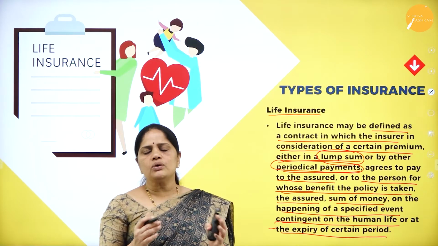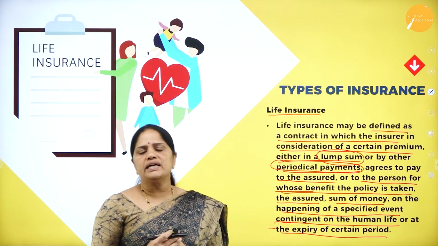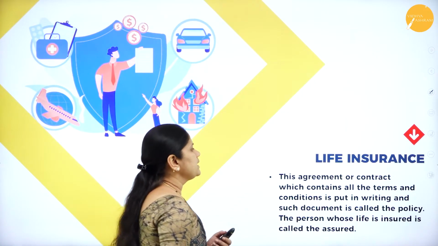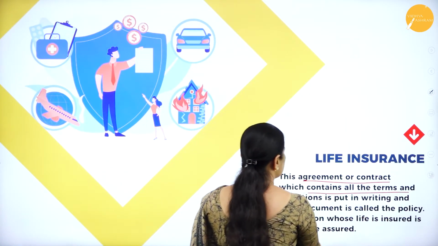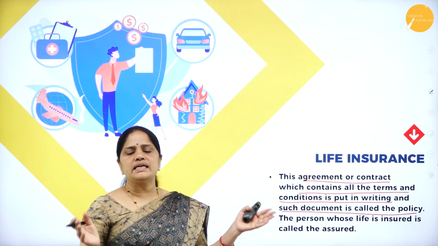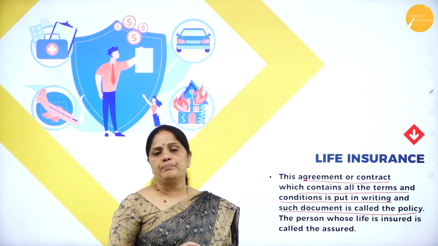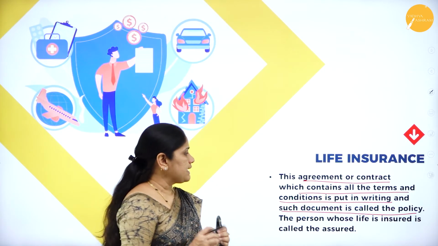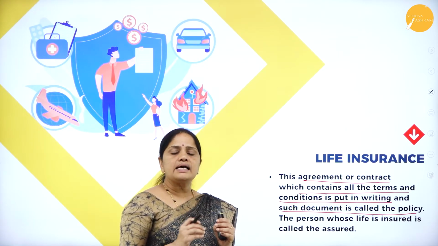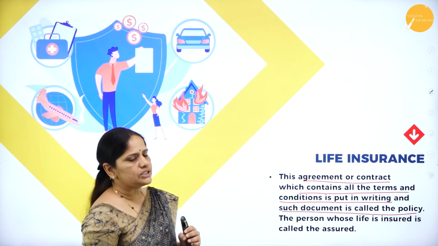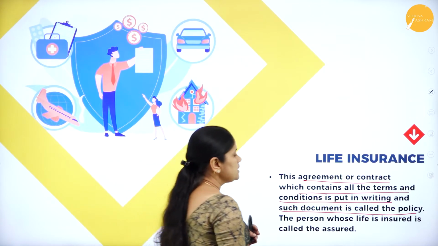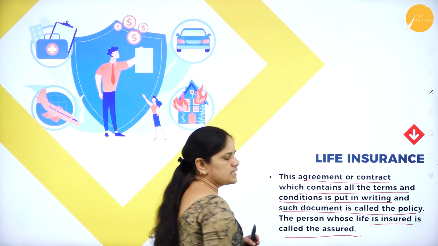So the person whose life is secured by insurance will receive the money which he has saved over his years. Then this agreement or contract, which contains all the terms and conditions put in writing, such a document is called the policy. Whenever there is a contract between the insurance company and the insured, it is put in writing and all the terms and conditions are specified by the insurance company, and the insured will have to put a signature. That kind of document we call a policy, and the person whose life is insured is called the assured.